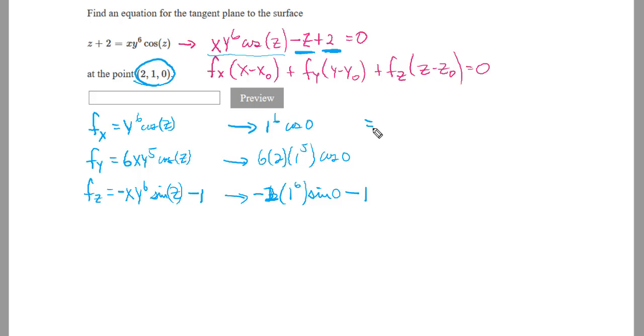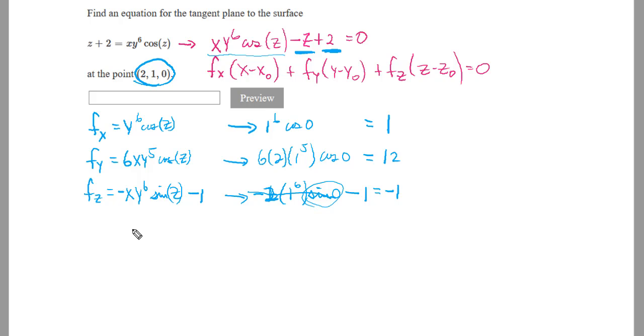So the first one, 1 to the 6th is 1, cosine 0 is 1, so we come out with just a 1. Second one, 6 times 2 is 12, times 1 is 12, times 1 is 12. The third one, since the sine of 0 is a 0, it doesn't matter what all of that comes out to, we get negative 1. So our equation looks like this.